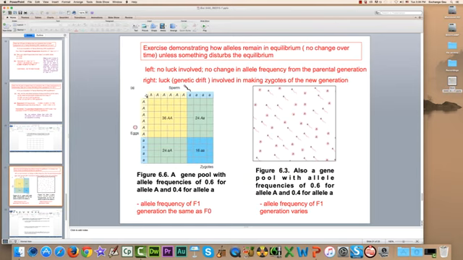And what we're going to see is that if we start out with a Punnett square that's got 6 big A and 4 little a, that's 0.6 and 0.4, and we do all the crosses here, what we're going to end up with is 36 homozygous dominant individuals, 48 individuals that are heterozygous, you can see 24 here and 24 here, and 16 individuals who are homozygous recessive, little a, little a.